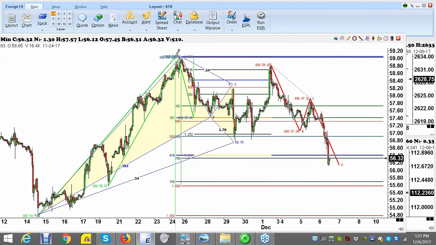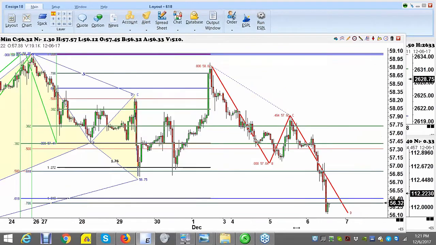Bada bing, bada boom. There we are. We're right about the 60. We're a little below the 61, but very, very close to it. The problem is this wide-ranging bar. I don't trust that. I mean, it's about $700.